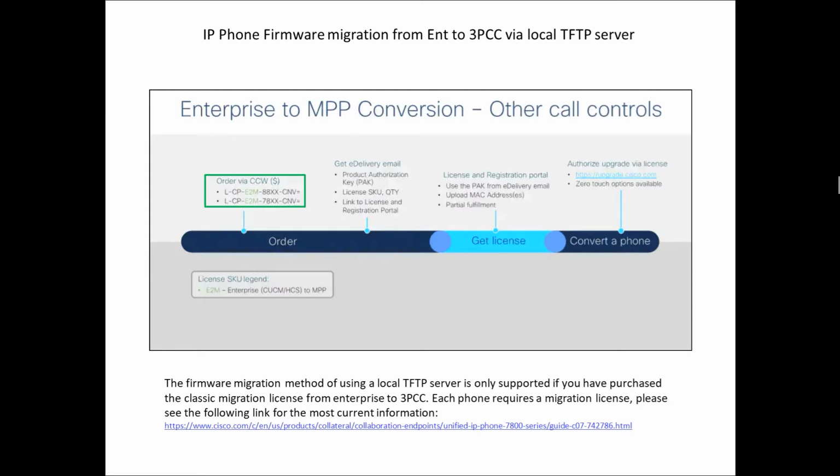To perform a firmware migration using a local TFTP server from Enterprise firmware to MPP firmware, ordering classic licenses is a requirement. And on this chart right here, we see there's two different licenses that can be ordered. If we're using an 8800 series phone, then it'll be the top part number we want to order, L-CP-E2M-88XX-CNV equal symbol. If we're using a 7800 series phone, it will be L-CP-E2M-78XX-CNV equal symbol.